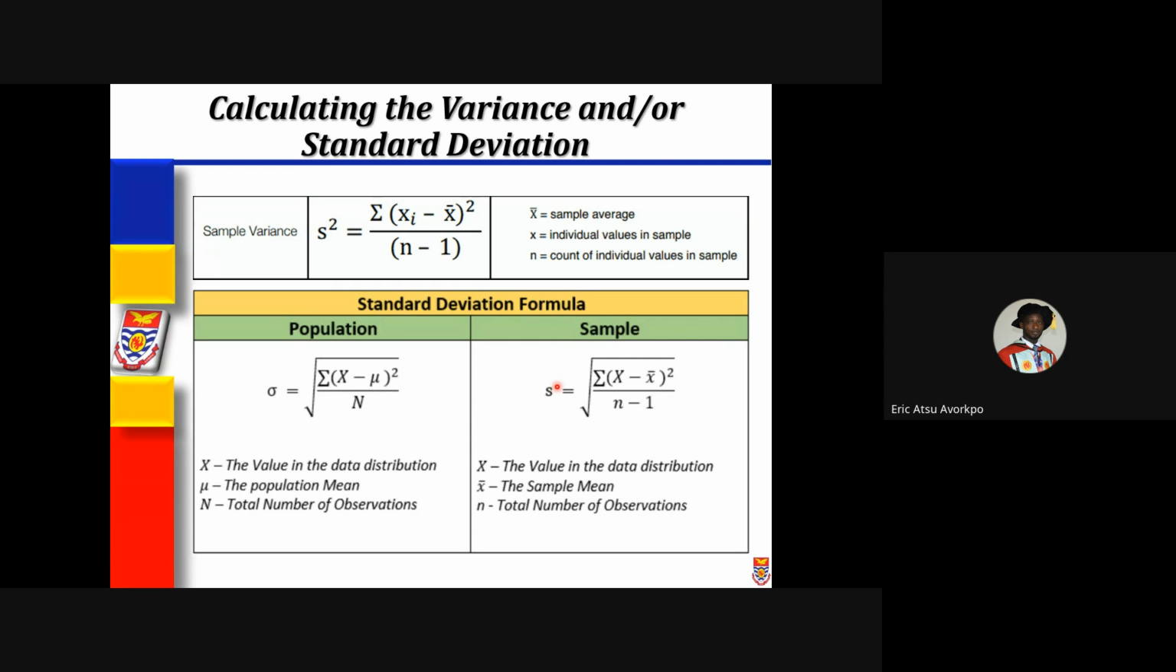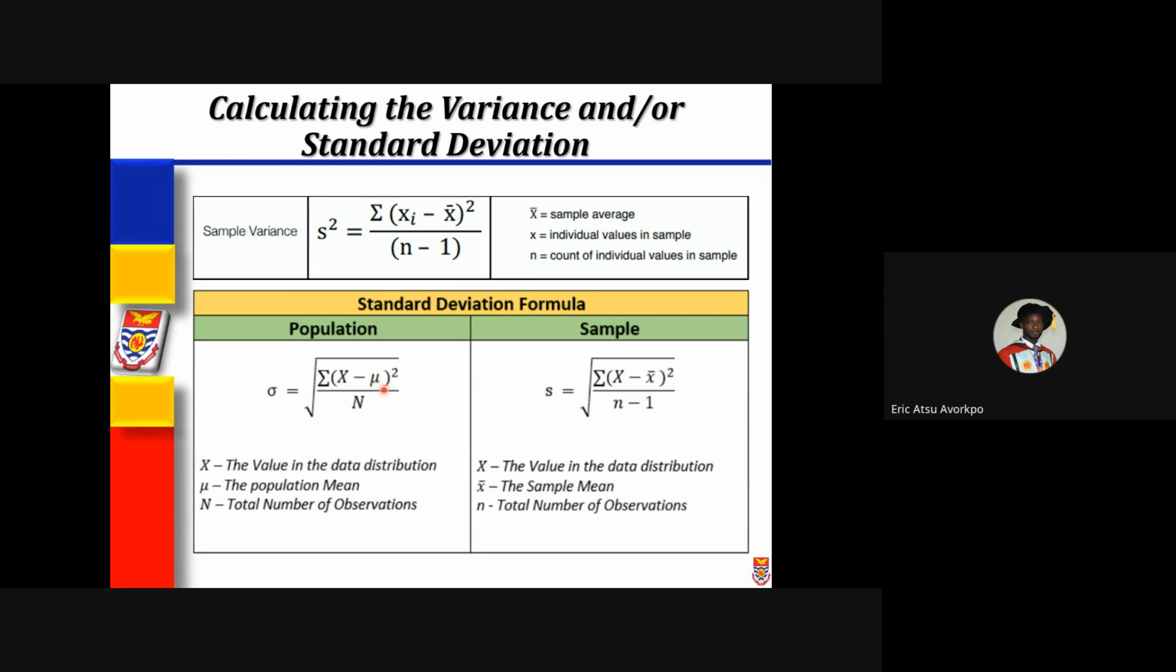You square everything, then it would have cancelled off the square root of it. So that is one easier way to look at it. When it comes to population, you notice one unique thing: for the population, you just divide by only n, which is big N. You don't do n minus 1 at the bottom part.